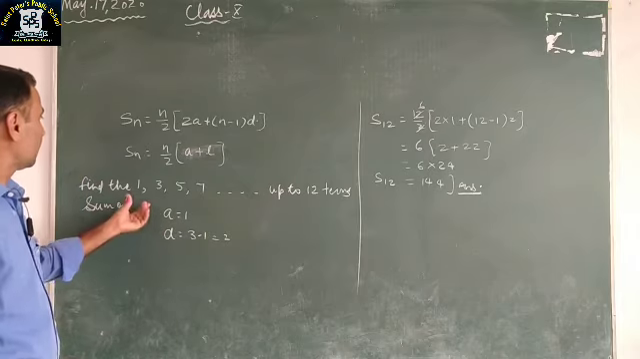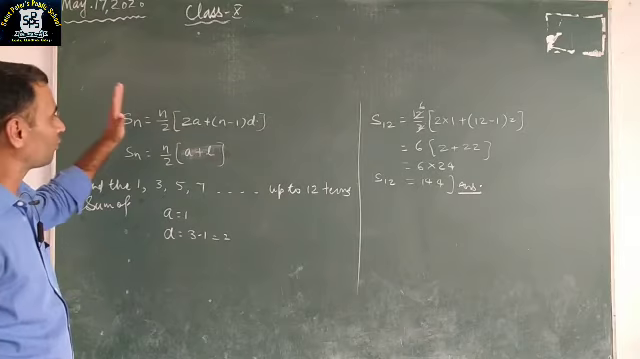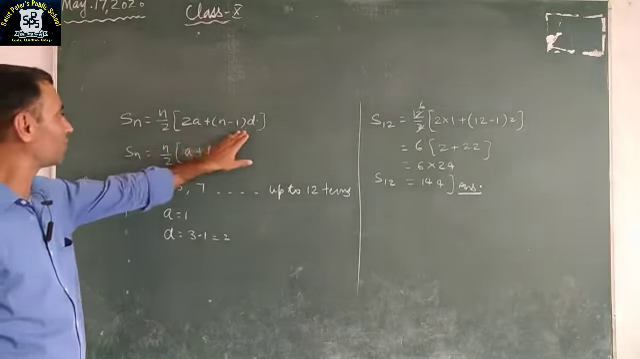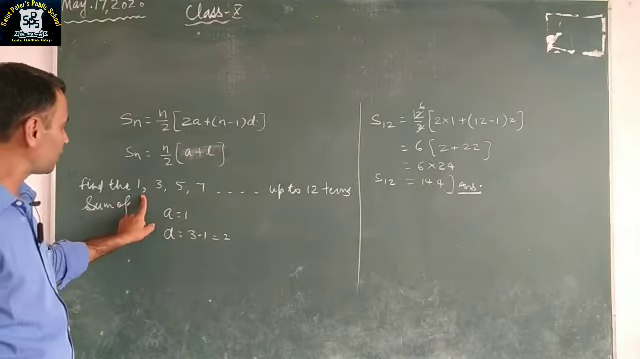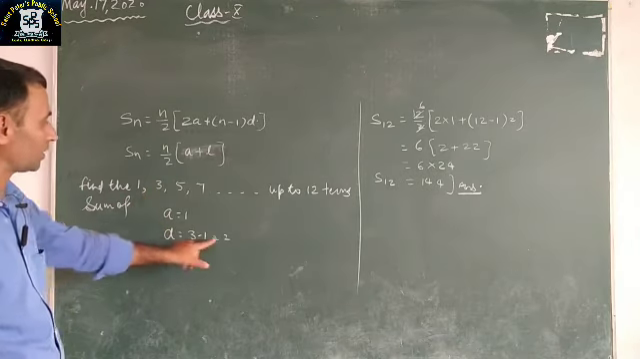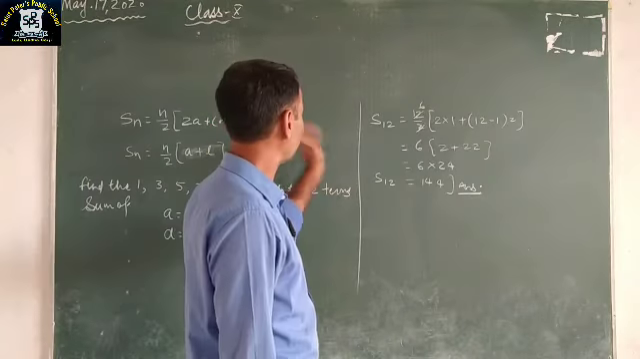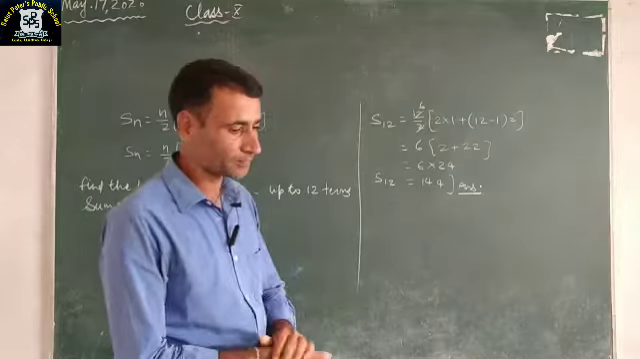In this question, we are asked the sum of the first 12 terms of the AP. To find it, we have to use this formula: n by 2 into twice of a plus n minus 1 into d. Here a is 1 and the common difference d is the second term minus the first term, thus 2. Put the values of a, d and n in the formula and we got 144.